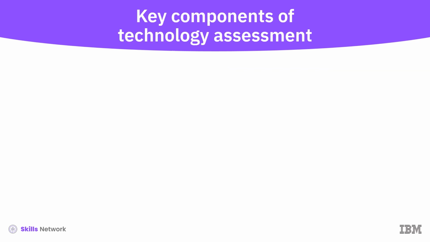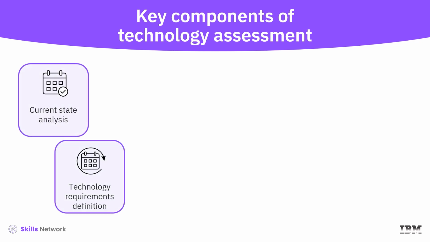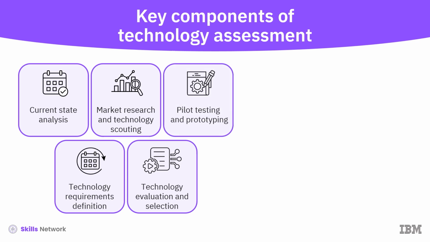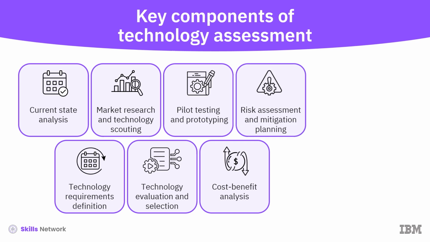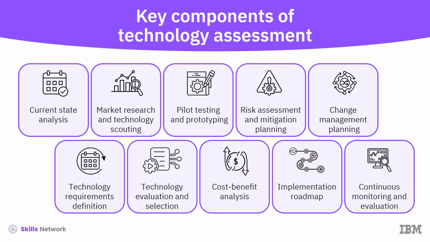A comprehensive technology assessment involves several key components, each playing a critical role in the overall evaluation process. The process begins with a current state analysis and progresses through defining technological requirements. Next, it involves market research and technology scouting, followed by technology evaluation and selection. Pilot testing and prototyping are then carried out, along with a cost-benefit analysis. The assessment includes risk assessment and mitigation planning, an implementation roadmap, and change management planning. Finally, it concludes with continuous monitoring and evaluation. Let's discuss each of them in detail.